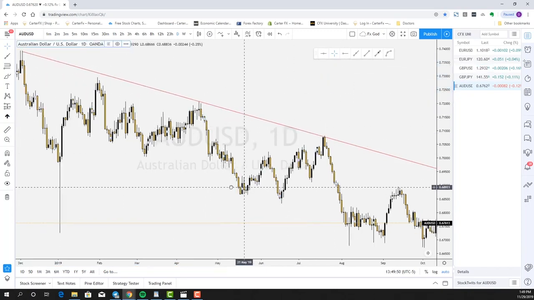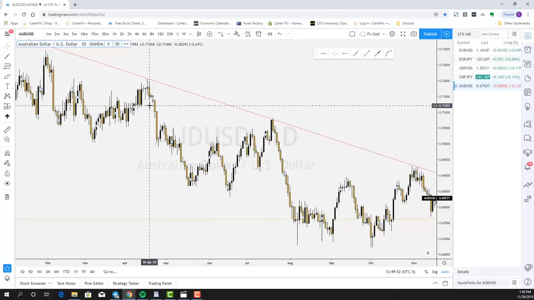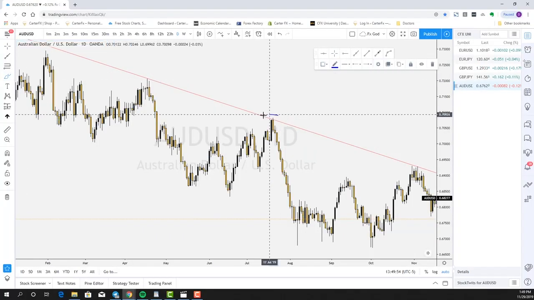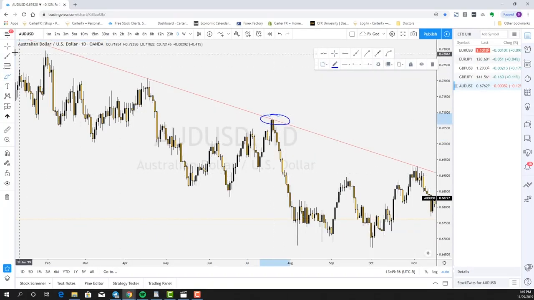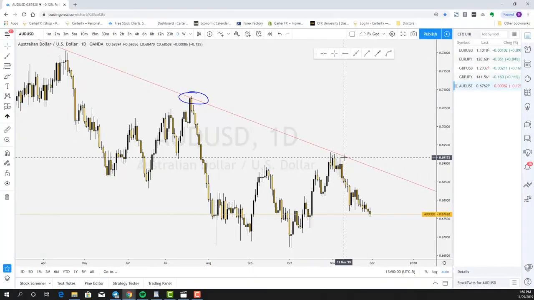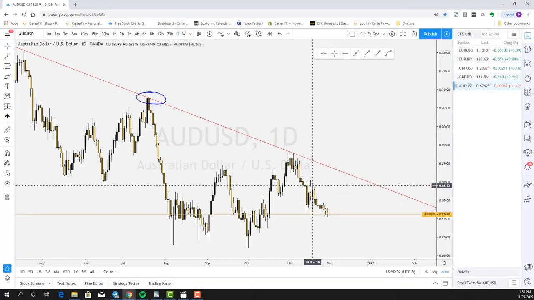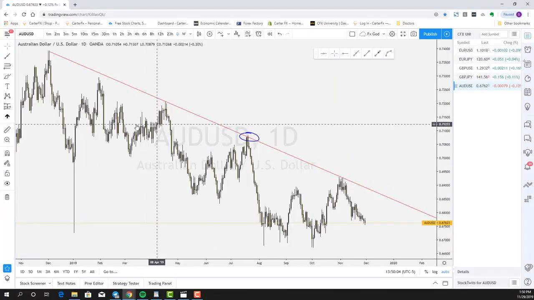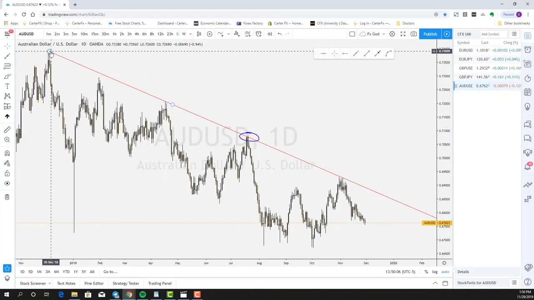And then from there, you can see that when we did make our way back on up, we were able to touch that trend line just perfectly. All right, so moving further down towards current price action, you can see that trend line that was drawn using that point.